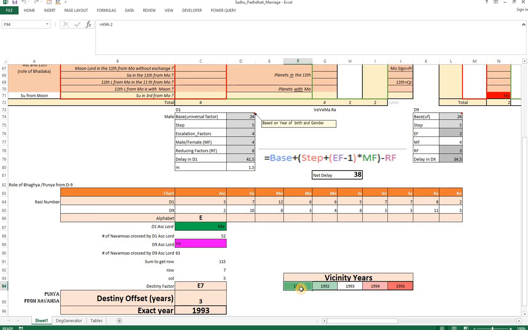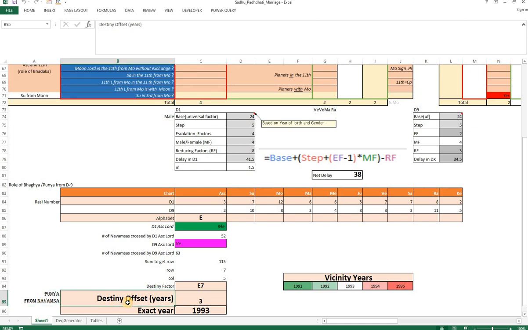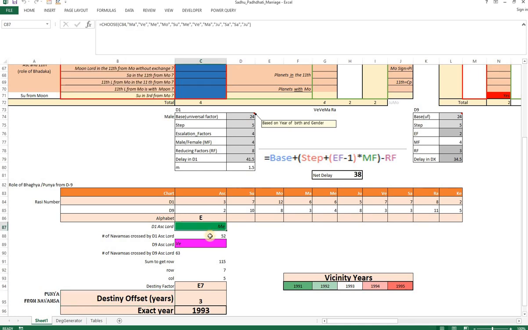that final decision is made from what they arrived at as punya, that is derived from the Navamsha chart. So it finds a destiny offset, that is determined based upon, see, in the D1 chart where is the ascendant, sun, moon, these are all computed by the program. In the D9 chart where is the ascendant and all that. Now, where is the ascendant lord? And the number of Navamshas crossed by the ascendant lord in both the charts, both D1 and D9. Number of Navamshas it computes.